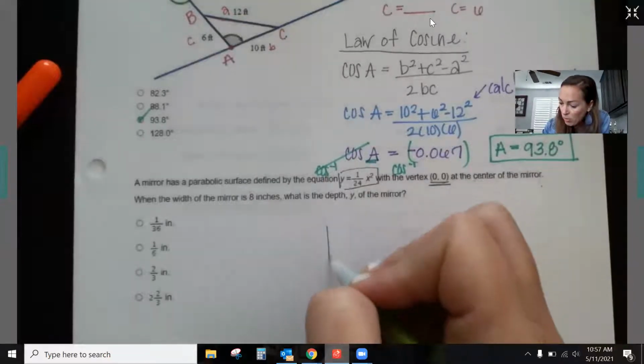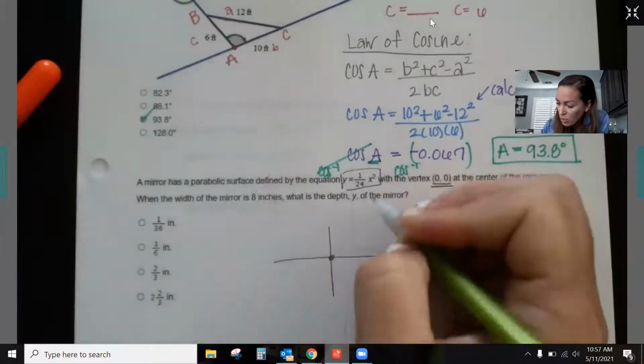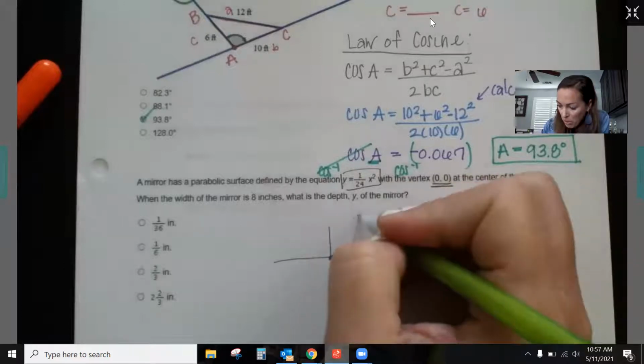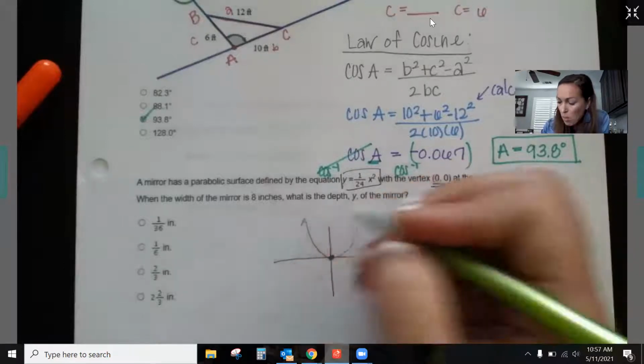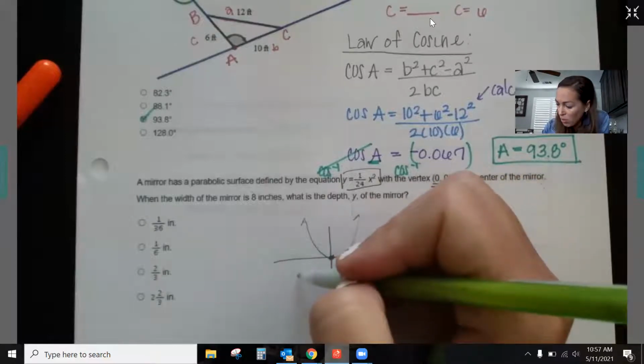So that's at the center of the mirror. So when I talk about this, my vertex here is at the origin. So I know my parabola is going to be opening up. And what we're talking about, though, is some mirror. So this is the center of the mirror.